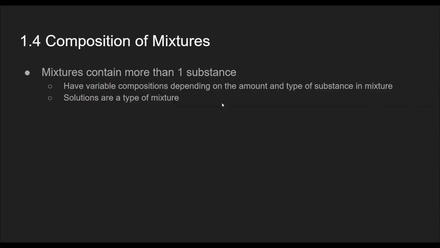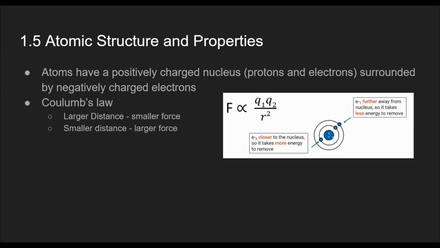So 1.4, composition of mixtures. I don't have too much for this one. So mixtures contain more than one substance, and they have variable compositions depending on the amount and type of substance in each mixture. One example of mixtures are solutions, and the problems that the AP test will give you on this is mostly just seeing what is a mixture and what is not. And along with that, they may, I'm not sure if they will, I haven't seen many problems like that, have you do a type of stoichiometry problem relating to this. I'm not too sure though.